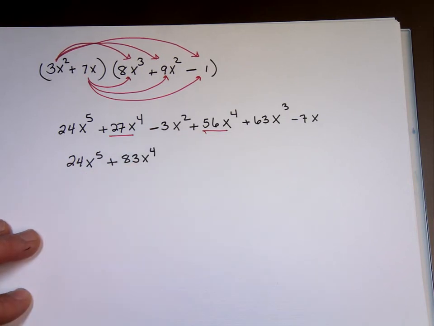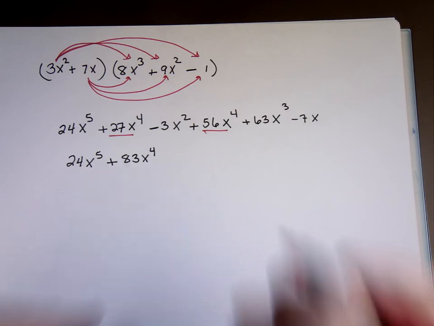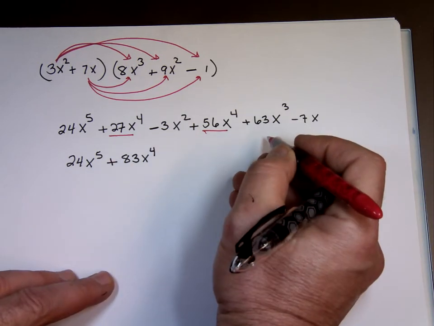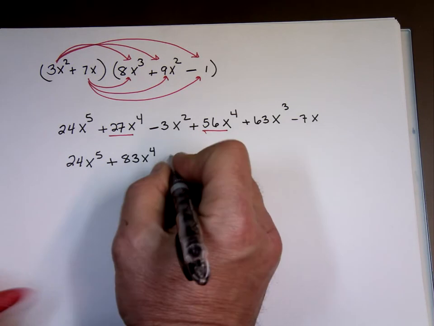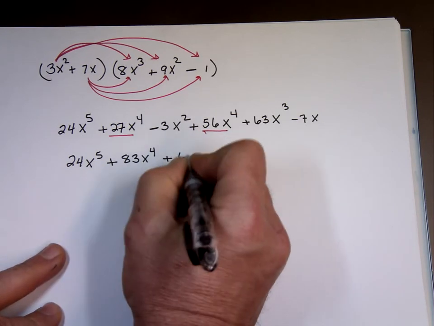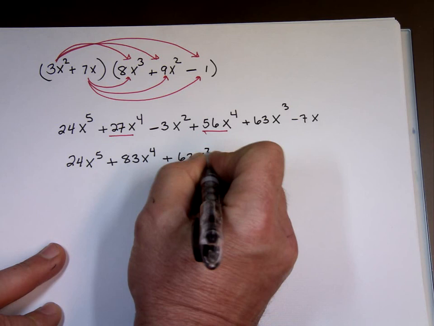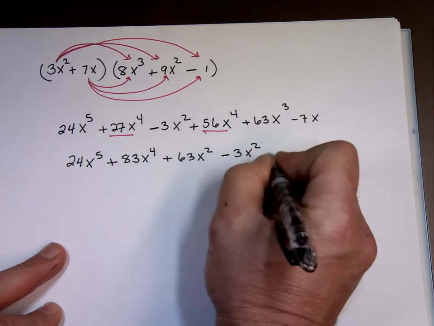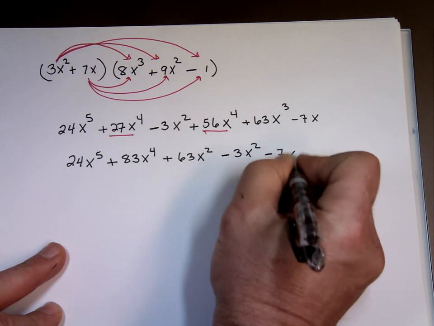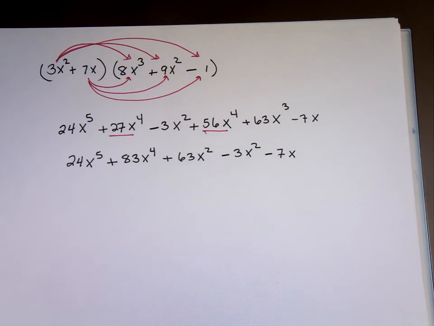The x cubed. Only got 1 x cubed, right? Looks like I only have 1 x cubed. I only have 1 x squared. I only have 1x. You wrote a 2 next. Is that 63? It's cubed. Cubed, yep, thank you.